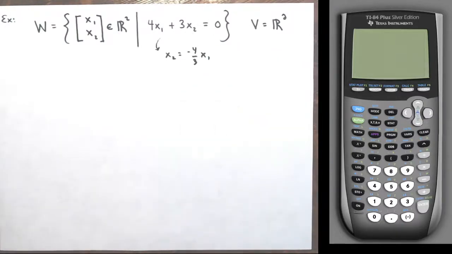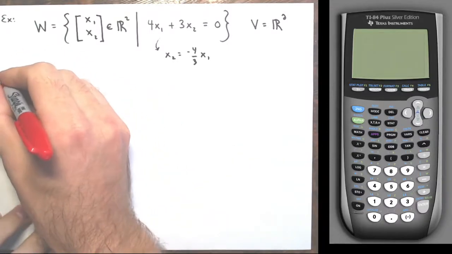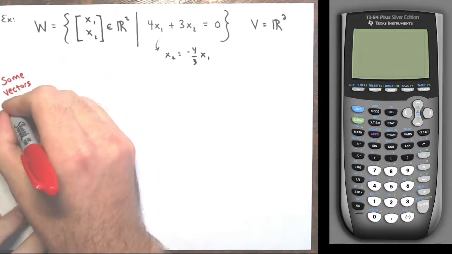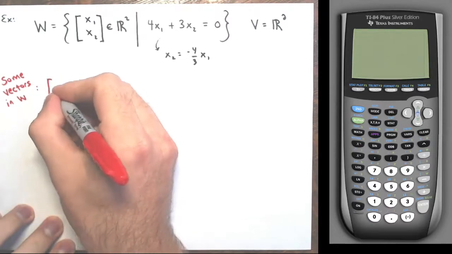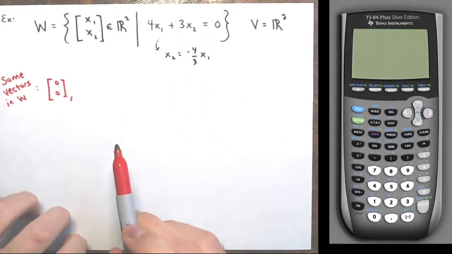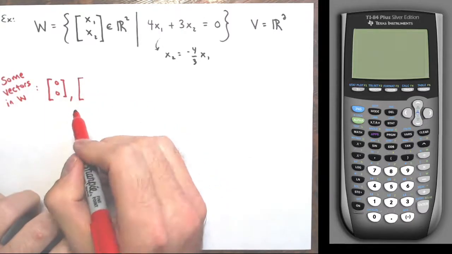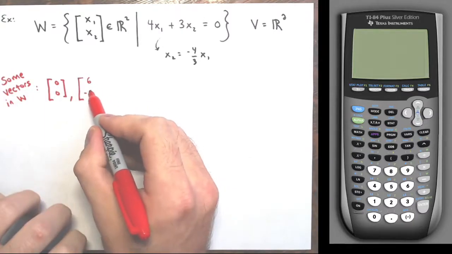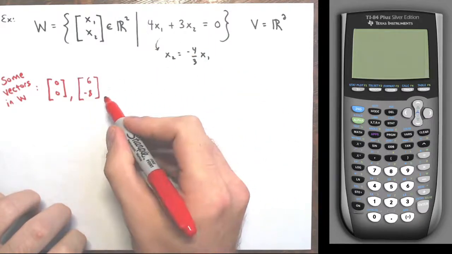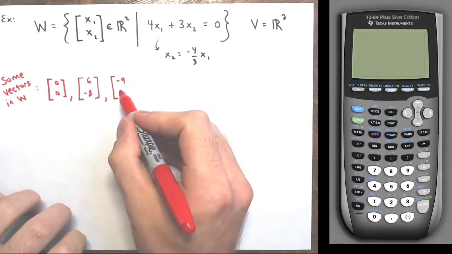So as I've been doing, and you should be doing this too when you're given a set, any set, can you think of some vectors, if there are any, that are in this set? Well, this one has the 0 vector again, very nice, right? Because 4 times 0 plus 3 times 0 would be 0. So it's not empty, wonderful. Some other ones, if x1 was 6, this would be negative 8, and I'm just using this relationship here. That's in there, and if x1 was negative 9, this would be 12, right?